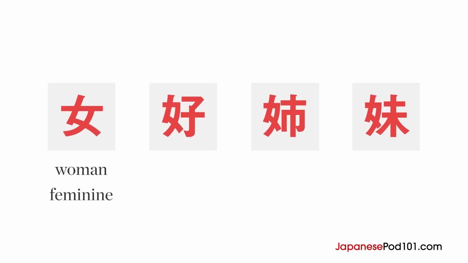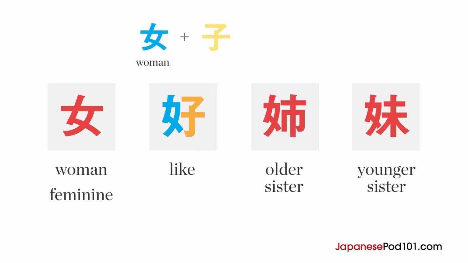From left to right, the second kanji means like, the third means older sister, and the fourth means younger sister. The second kanji has the woman radical paired with this second character meaning child. Traditionally, it's desirable that a woman bears a child, as it's an extra pair of hands to help the community. This desirability is expressed in this kanji, and so the meaning of this character is like.